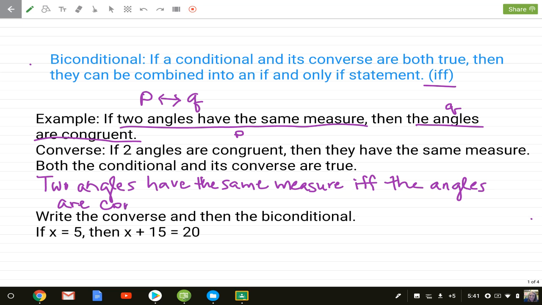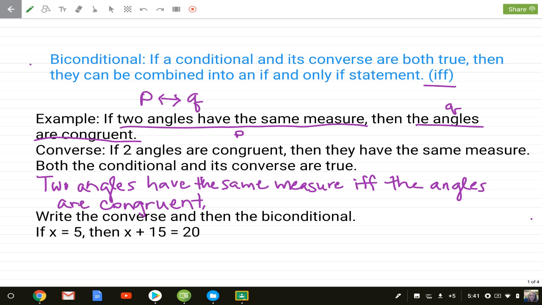I also could have written this the other way around because they're true either way. Two angles are congruent if and only if they have the same measure. So I could have written it with either the hypothesis or the conclusion in the front. No if in the front, and the if and only if goes in the middle. So there's not a then either.